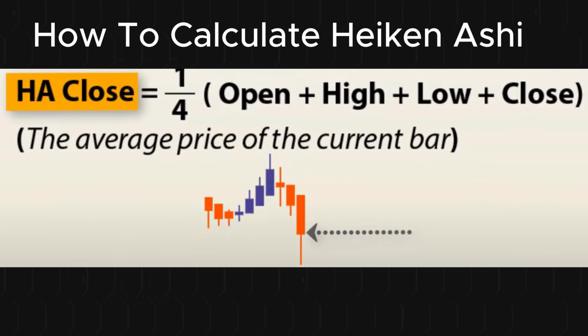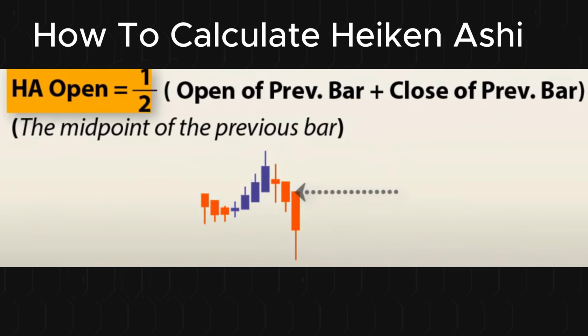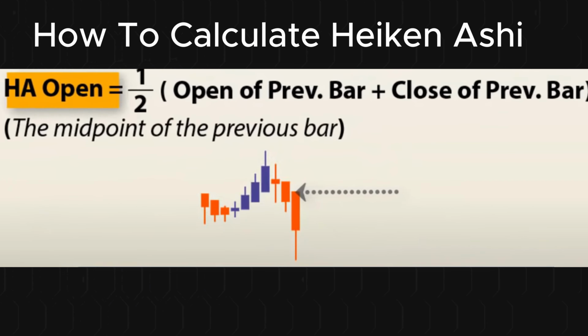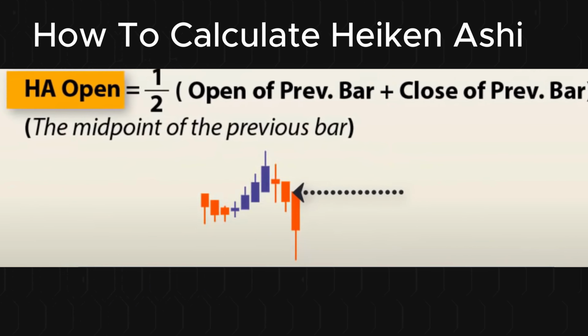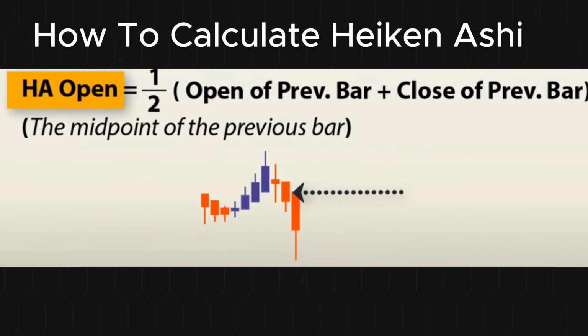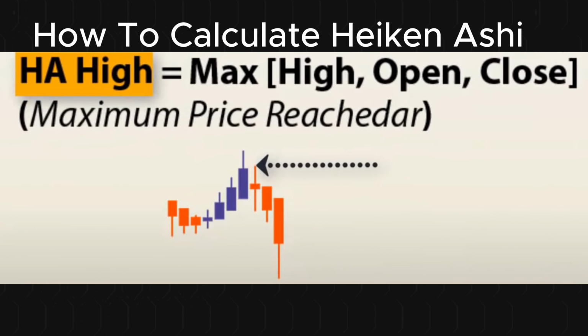If you're interested, here's the calculation. Heiken Ashi close equals average of open, high, low, and close. Heiken Ashi open equals midpoint of previous Heiken Ashi bar. Heiken Ashi high equals highest of high, close, and open.